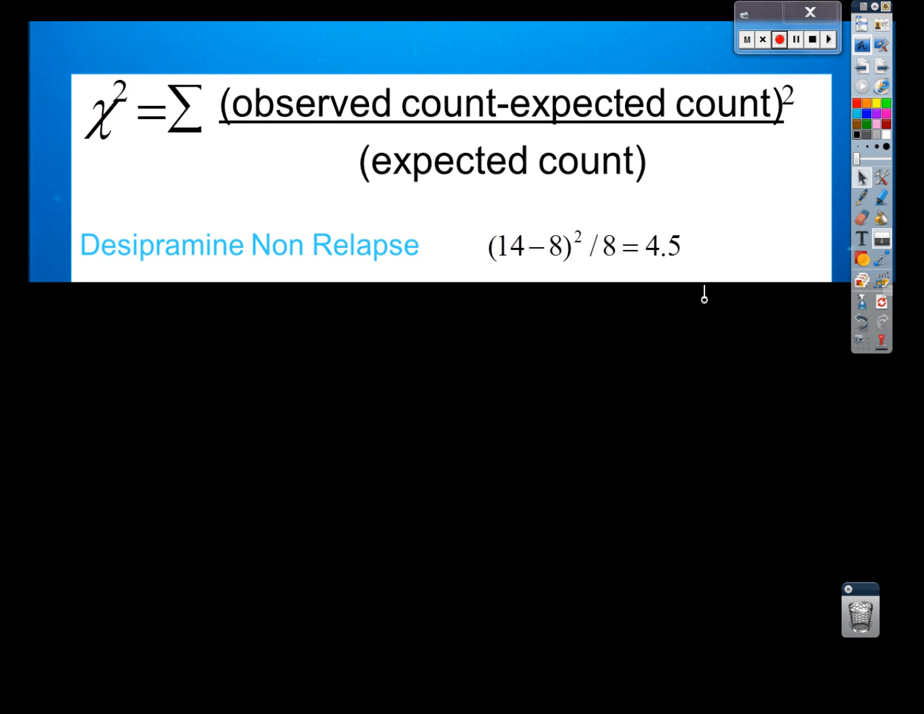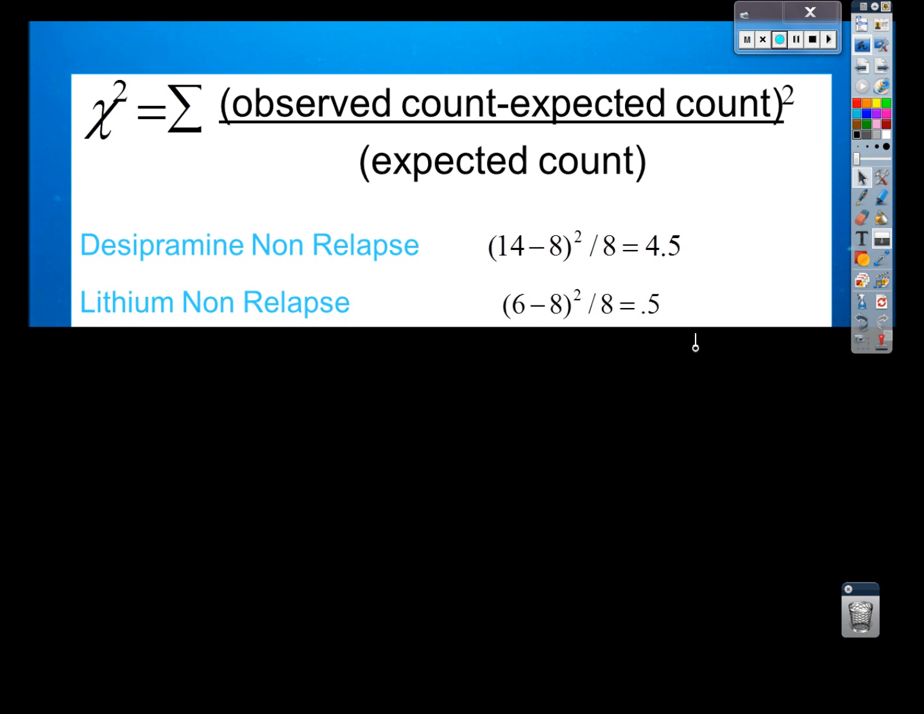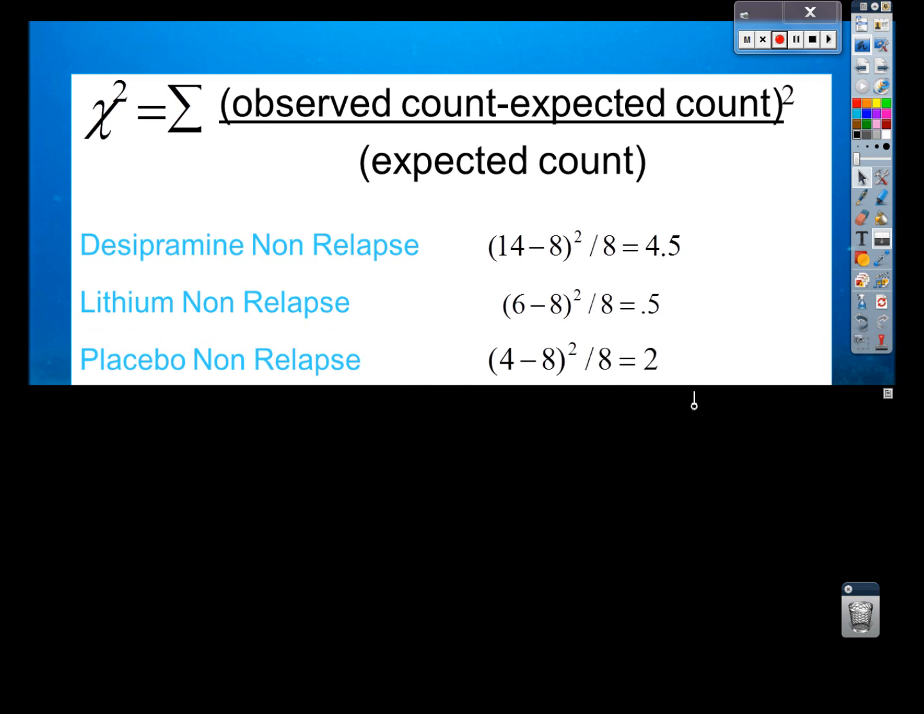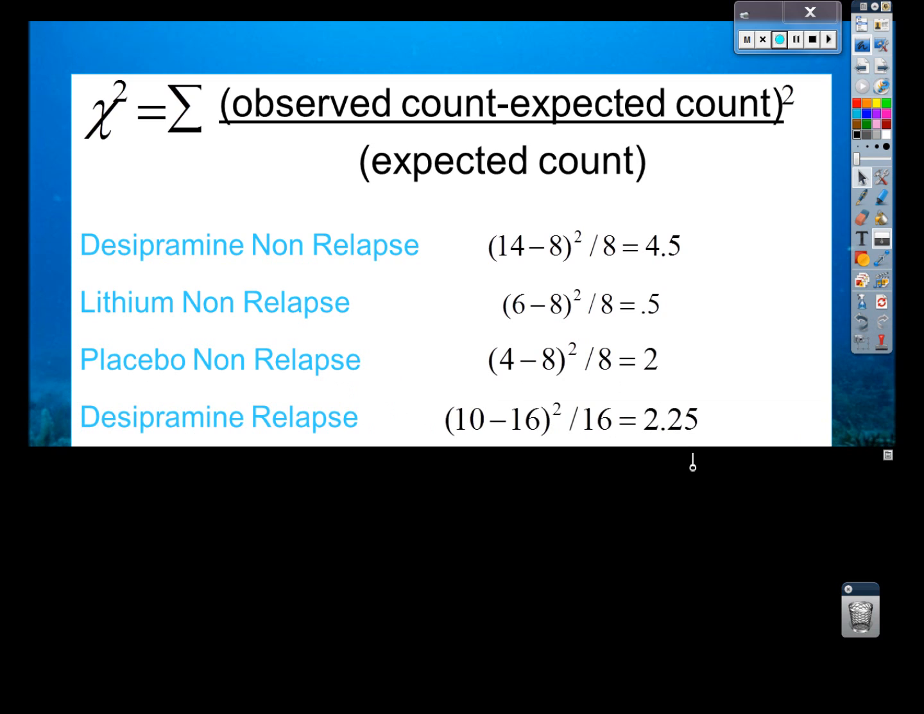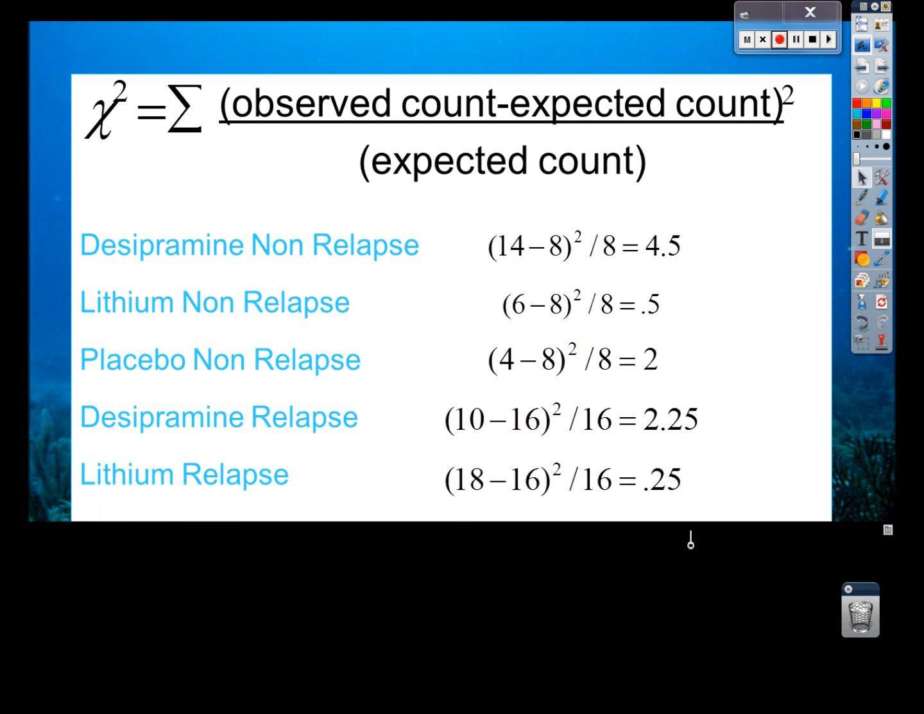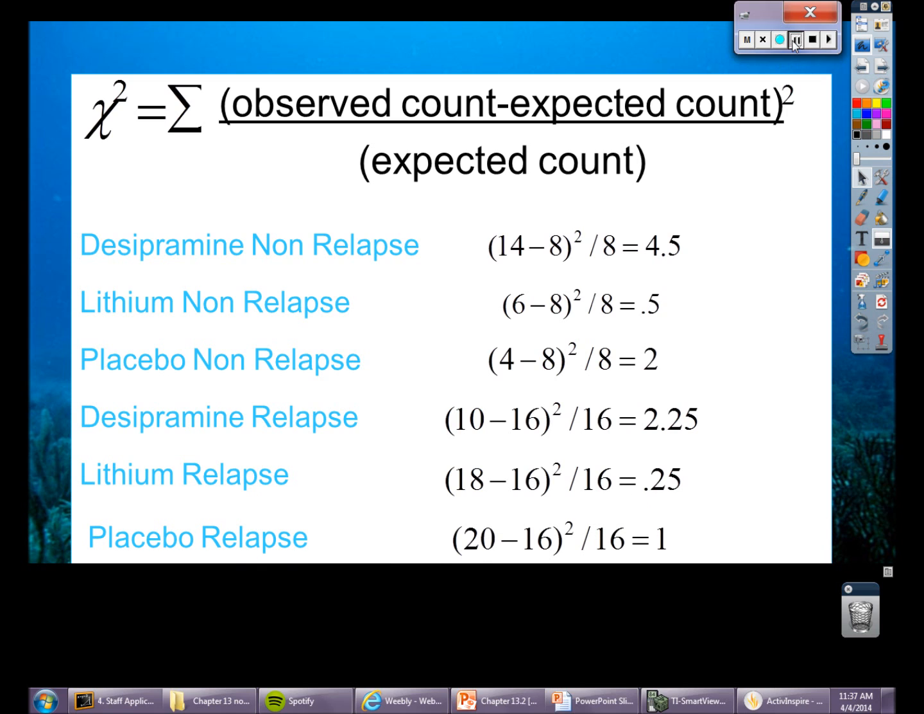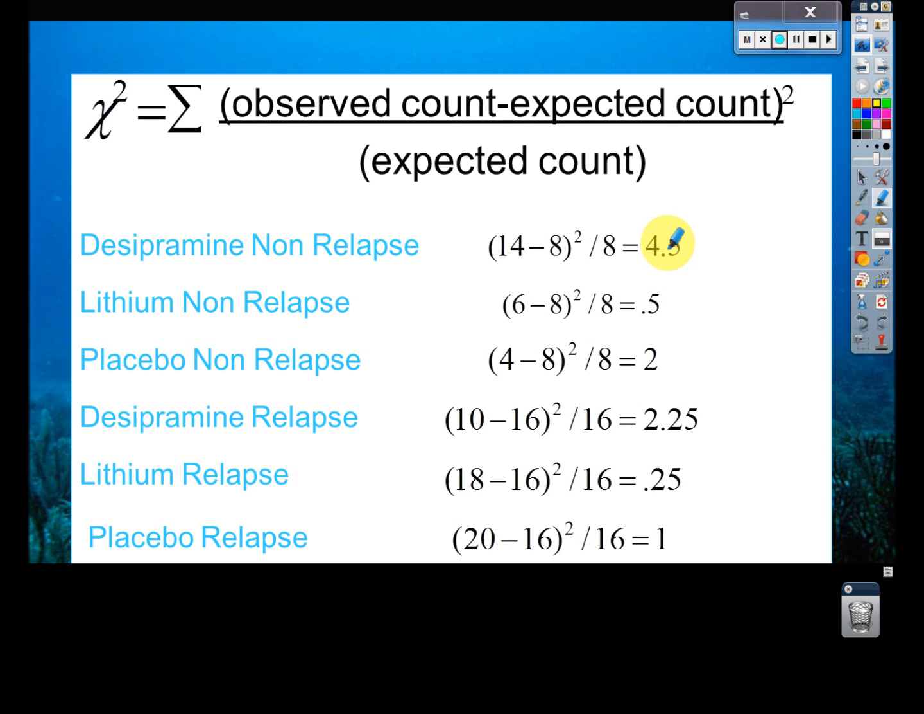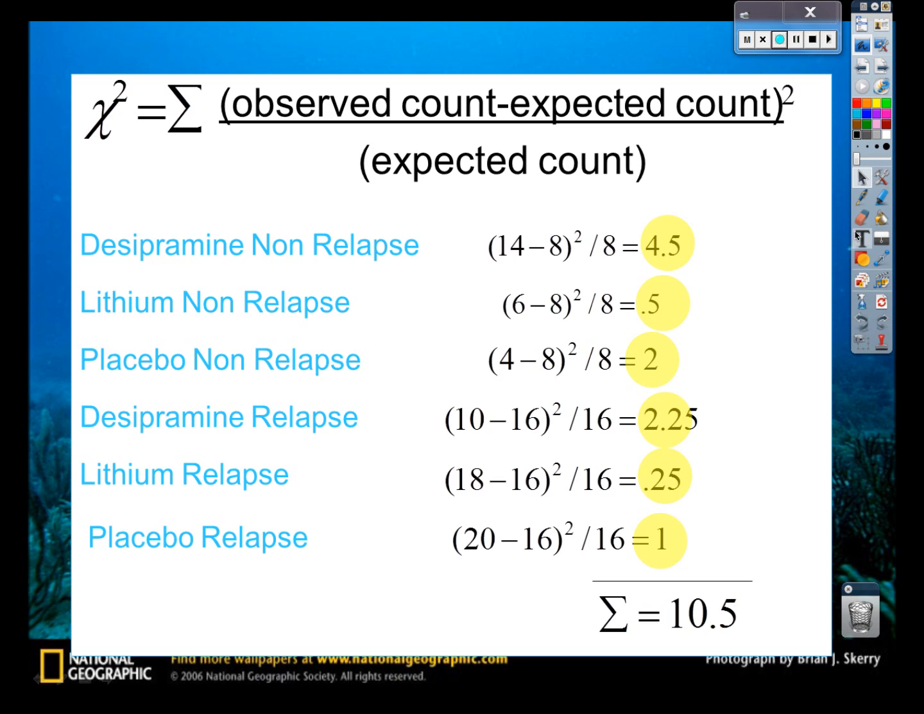So first, let's find the value for my desipramine non-relapses. I observed 14 people did not relapse, minus I expected 8. Square that value, divide it by an expected count of 8, gives me 4.5. Same process for lithium non-relapse, the placebo non-relapse, and then the relapses for each of the 3 treatments. If I now add these 6 values up, I'll get what we call the chi-square test statistic. In this case, 10.5.